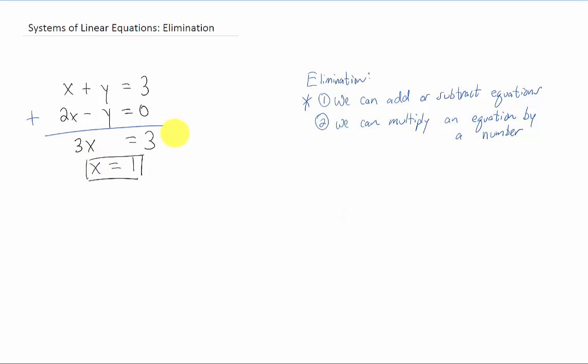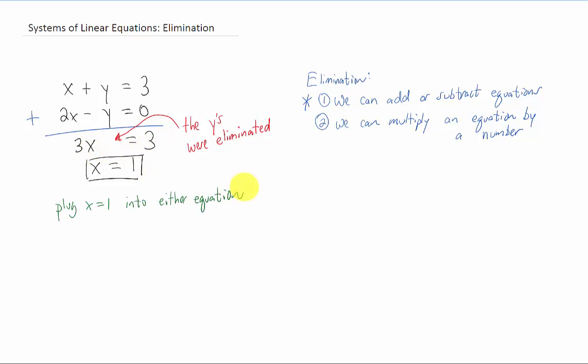Now right off the bat we can tell why this method is called elimination. When we decided to add these two equations together, really it was because we expected in advance that these y variables would cancel each other out. They would eliminate from the equation. That left only an x in the equation and gave us a really simple equation to solve for x.